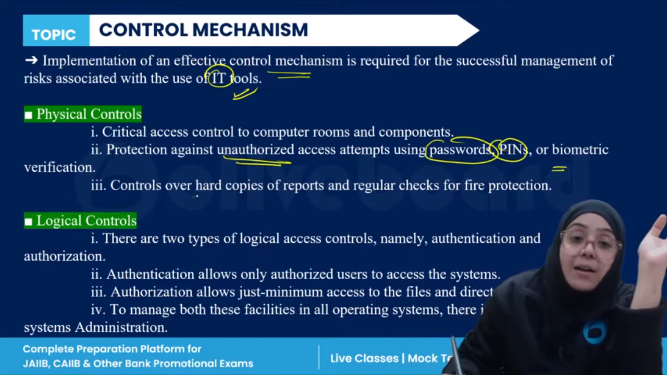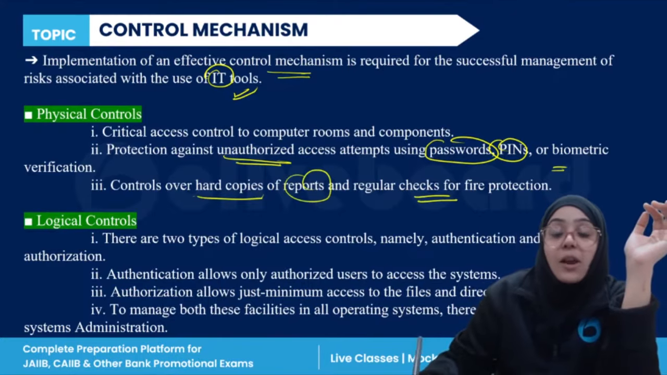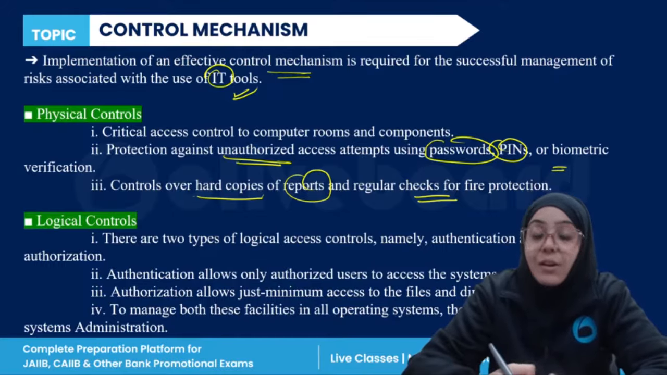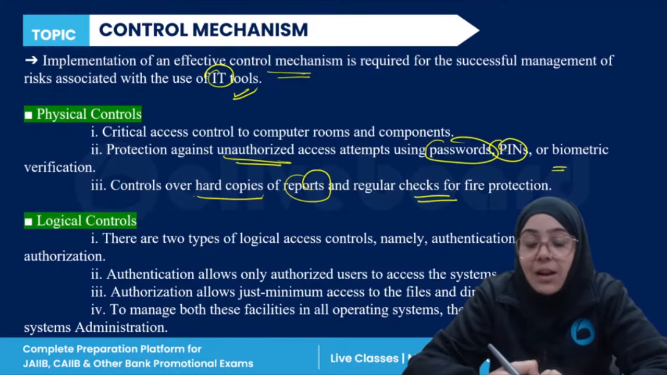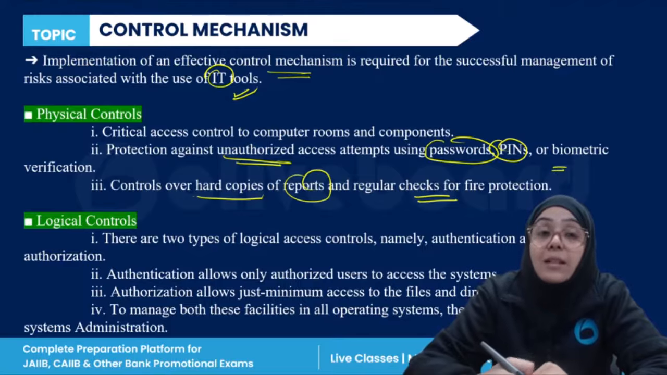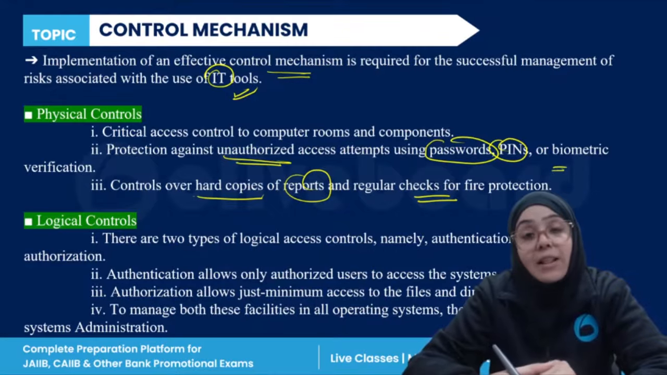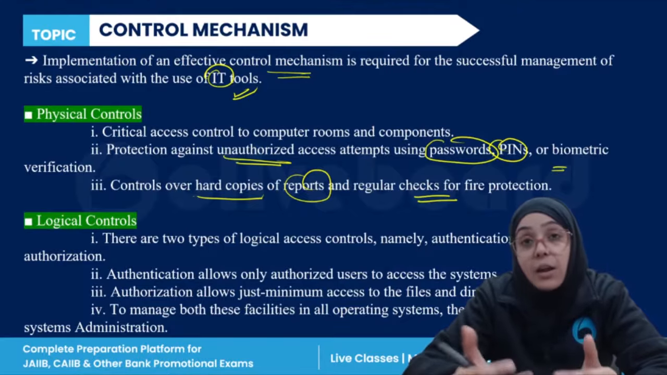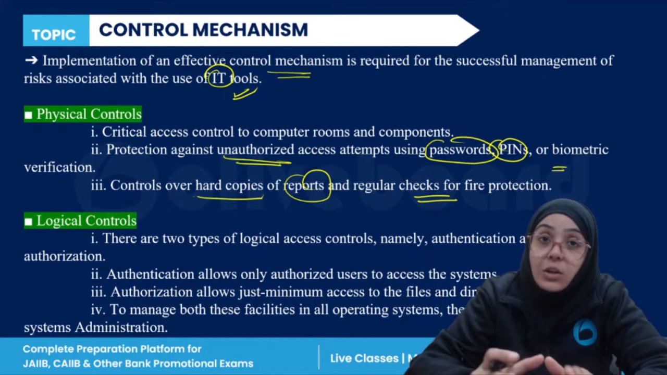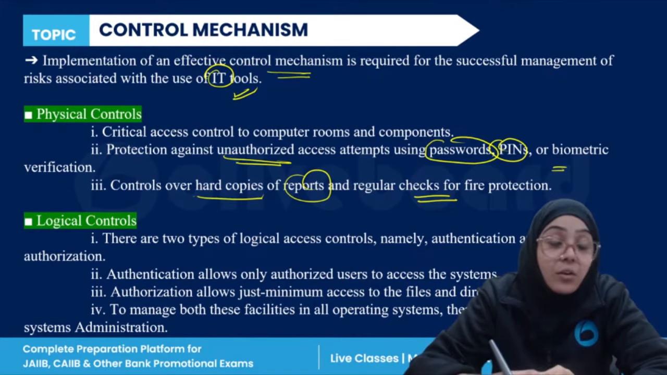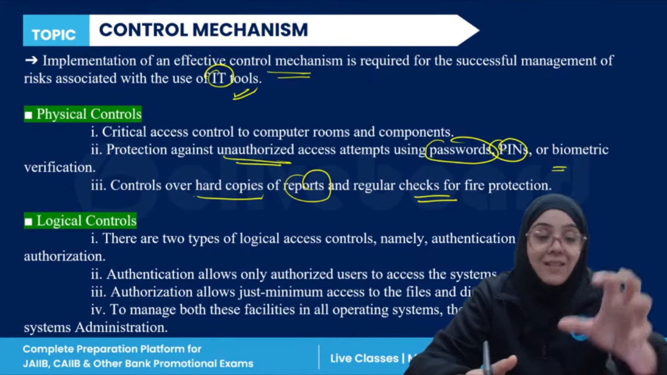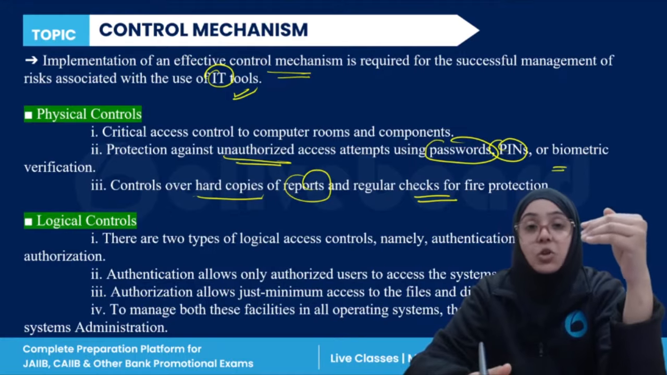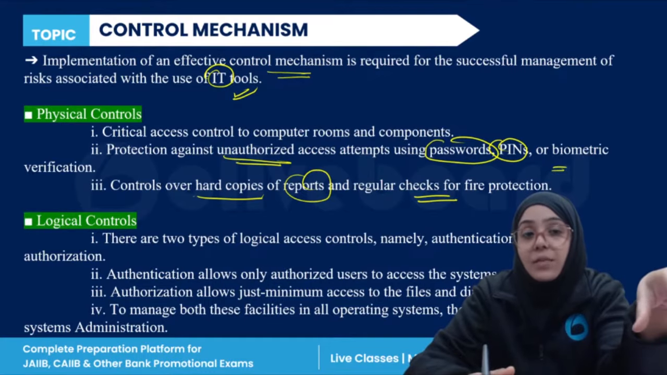Third, control over hard copies of reports and regular checks for fire protection. Obviously, there are hard copies also. So everything is stored digitally, but sometimes there are things which are stored in hard copies also, right? Whatever hard copies you have, first of all, you should have control over them, plus regular checks for fire protection against them, right? Now, these are physical controls, which can be physically controlled. These are the steps which you are taking physically to control these, right?